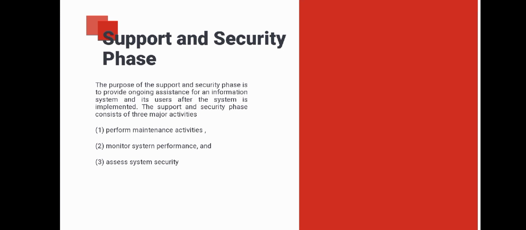Support and security phase. The purpose of the support and security phase is to provide ongoing assistance for the information system and its users after the system is implemented. The support and security phase consists of three major activities: 1. Perform maintenance activities. 2. Monitor system performance. And 3. Assess system security. Information system maintenance activities include fixing errors, as well as improving a system's operation.